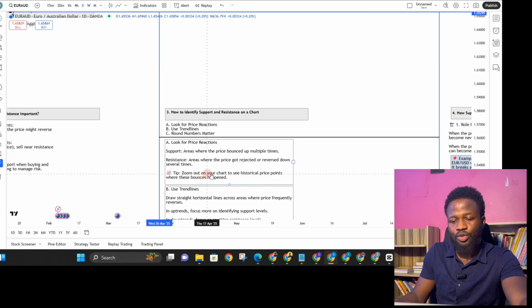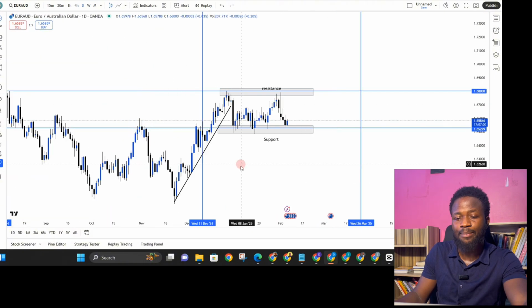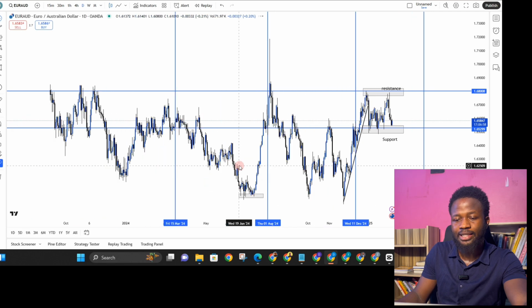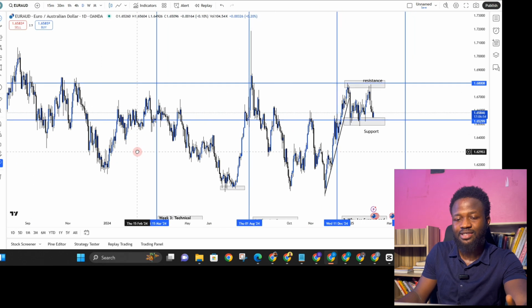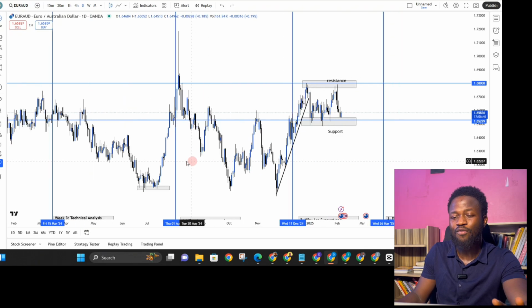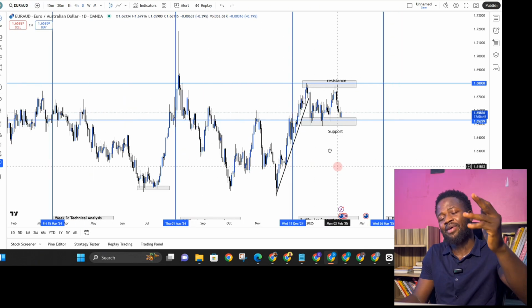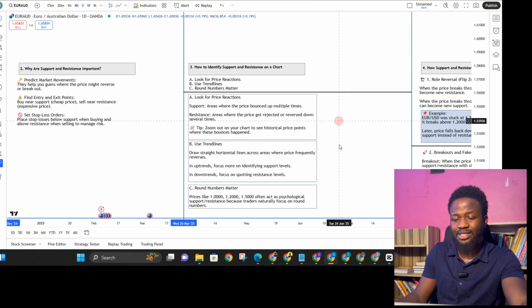So a tip: zoom out on your chart to see historical price points where these price bounces happen. If I zoom like this, by the time you train your eyes, these things will be better, right? I will be able to see some places where prices are bouncing off a certain area, and then I will teach you how to refine them as we go in the lesson.